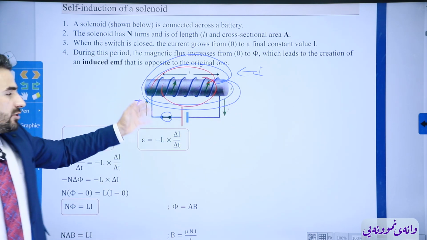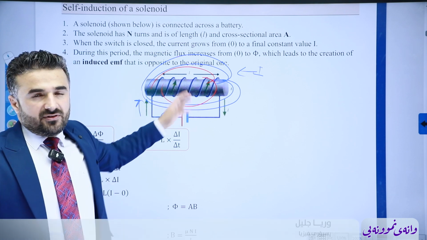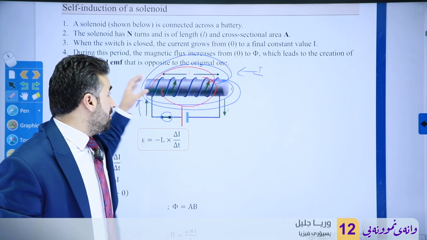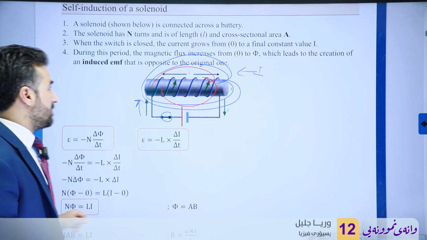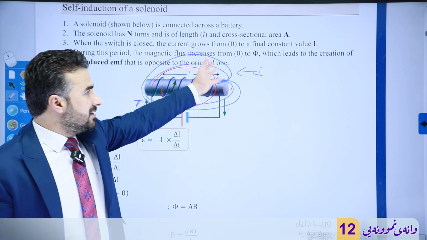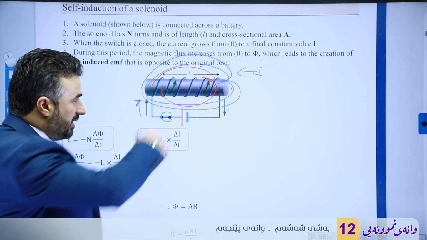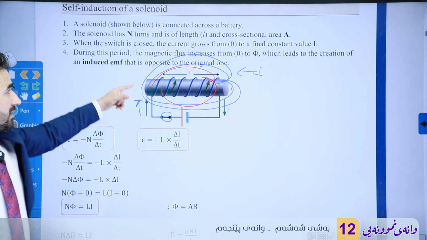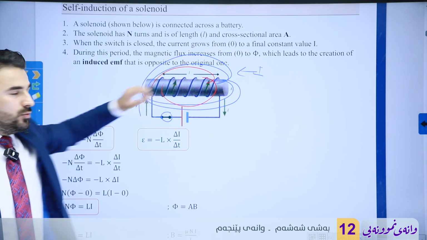Okay, that is when we turn the switch on. If you turn the switch off, it is going to be opposite, and the current will be flowing in the same direction. During this period, the magnetic flux increased from 0 to a certain value, which leads to the creation of the induced electromotive force that opposes the original one.